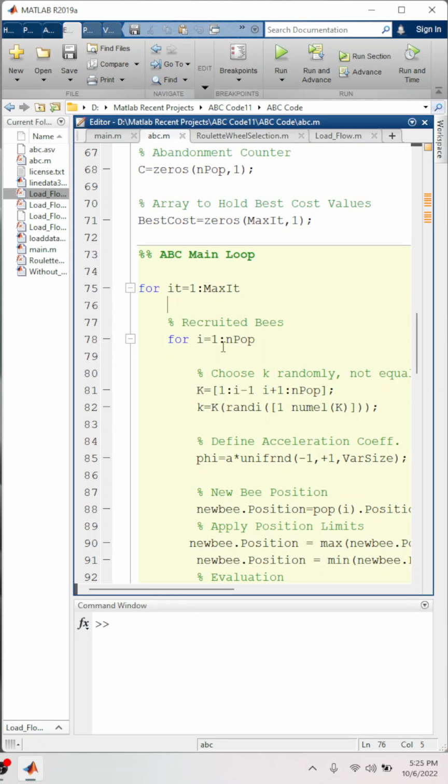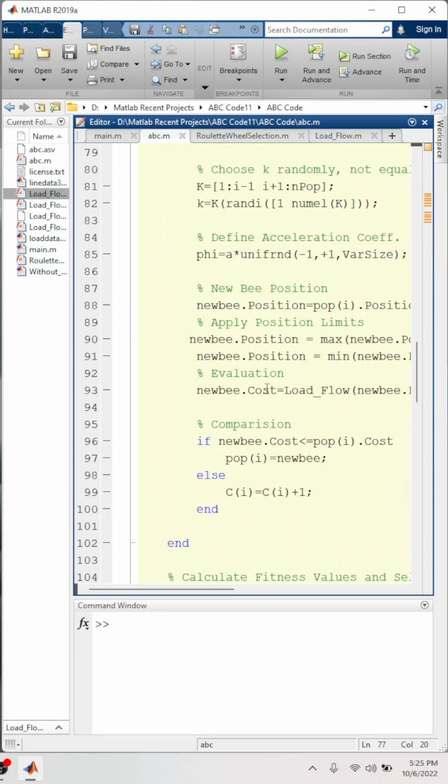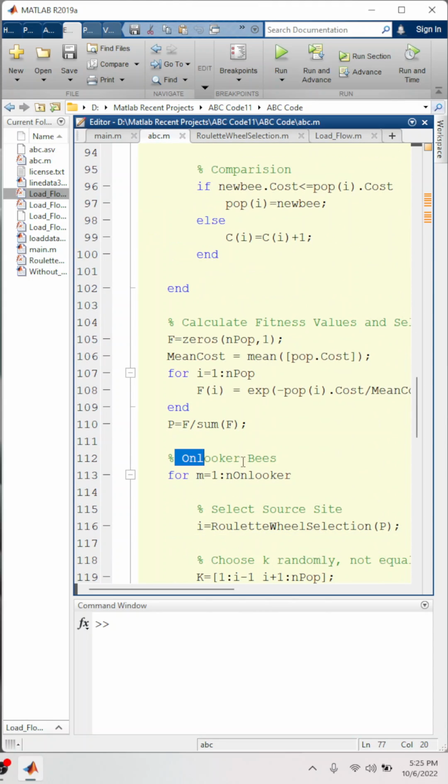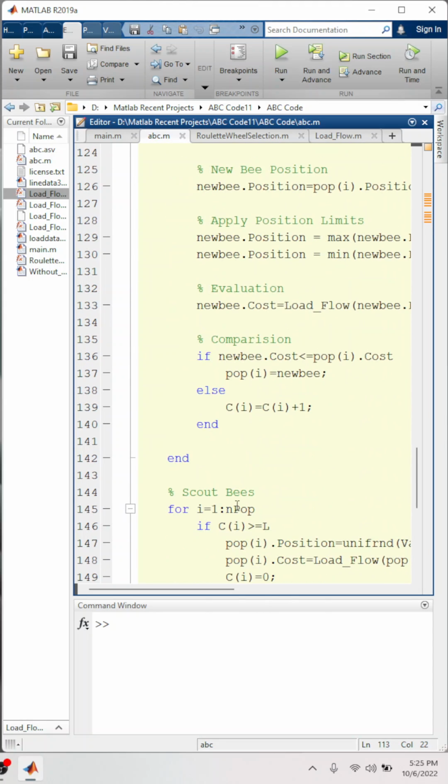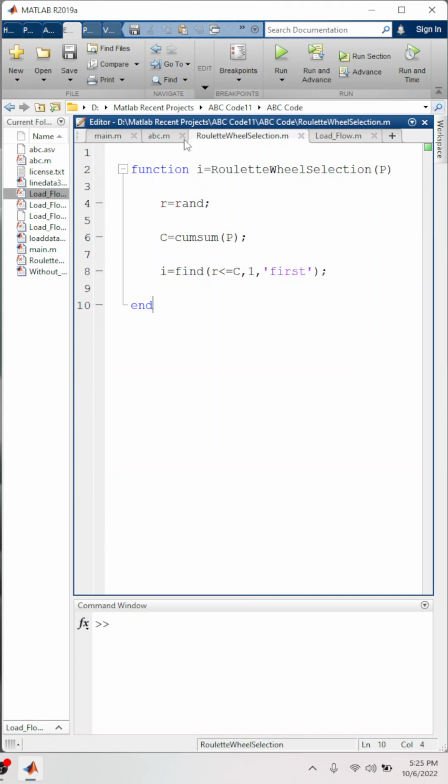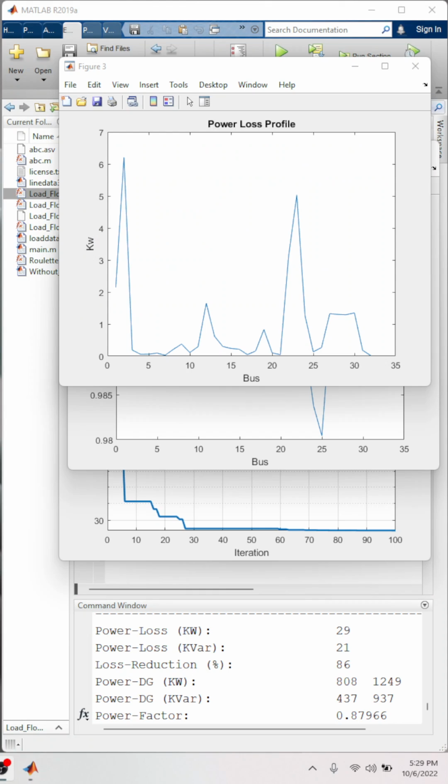The ABC main loop includes different types of bees: recruited bees, then onlooker bees, and at the end, scout bees. Also, roulette wheel selection is considered. So let's run the program.